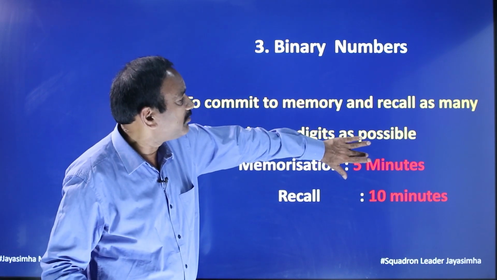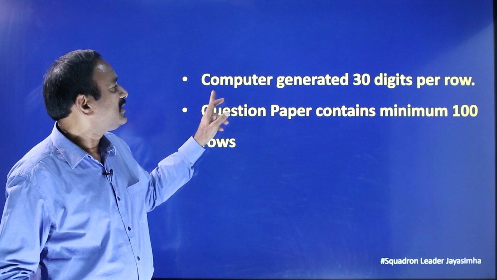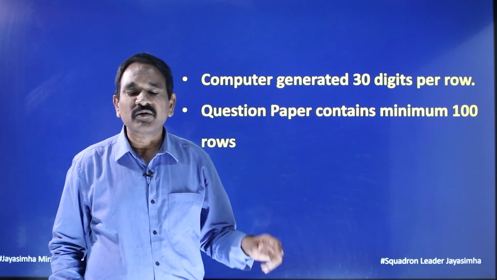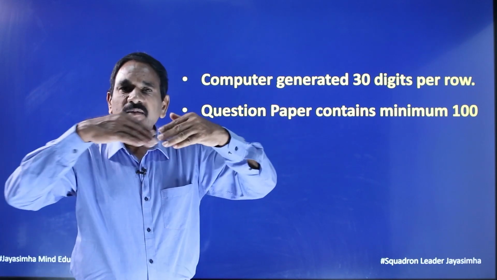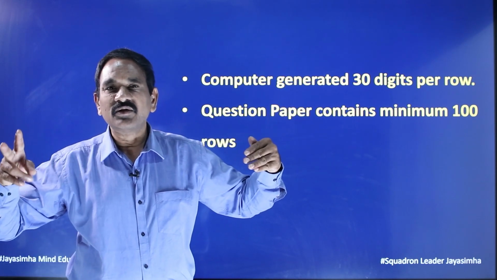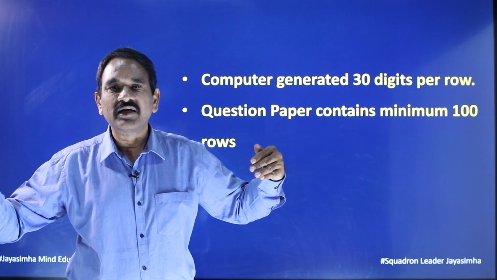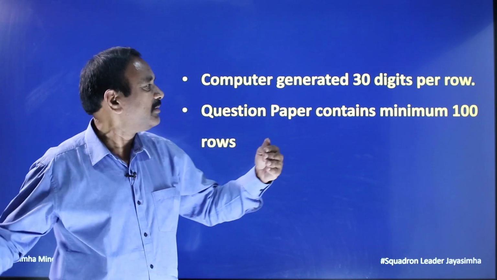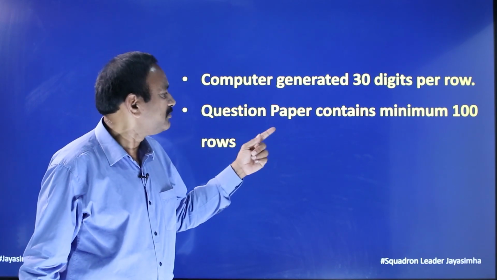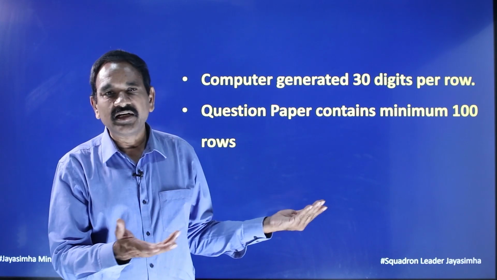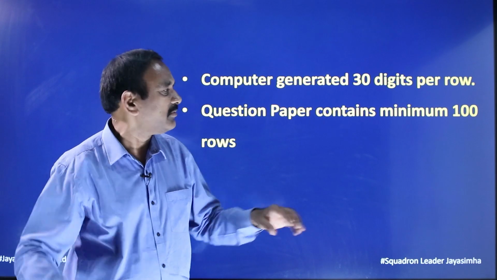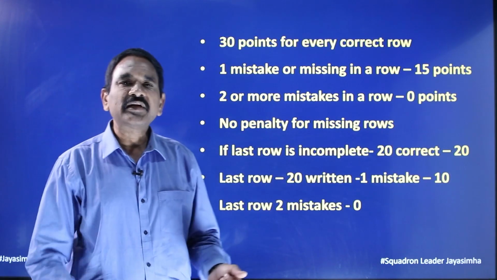And how will these numbers appear on the screen? Computer generated, 30 digits per row. Normal numbers you saw were 40 in a row. These are 30 per row: 1 0 0 0 1 1 1 0 1 1 0 0. Like this, 30 numbers will be there. The question paper contains a minimum of 100 rows. Like normal numbers with 100 rows, this also will have 100 rows, but you will have only 5 minutes to remember. And 30 points for every correct row.